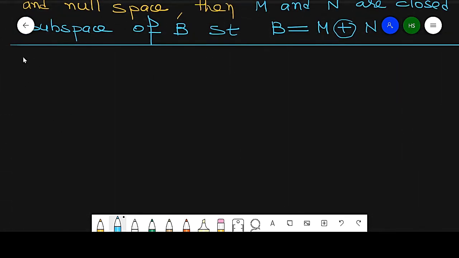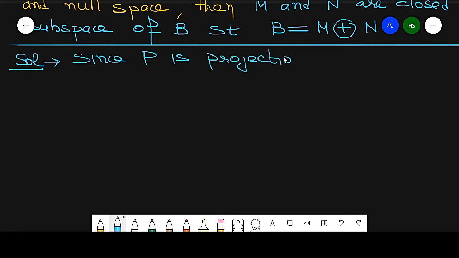Now, solution or proof. In the first step, since P is a projection with range M and null space N.